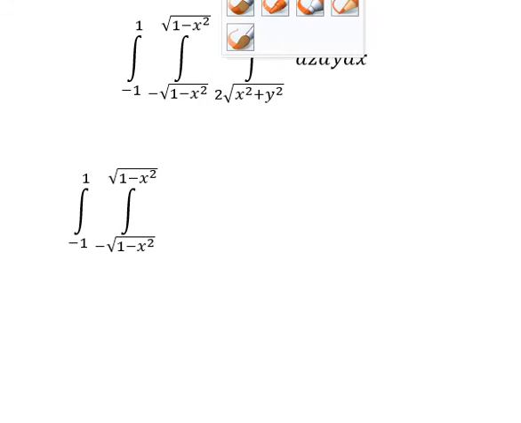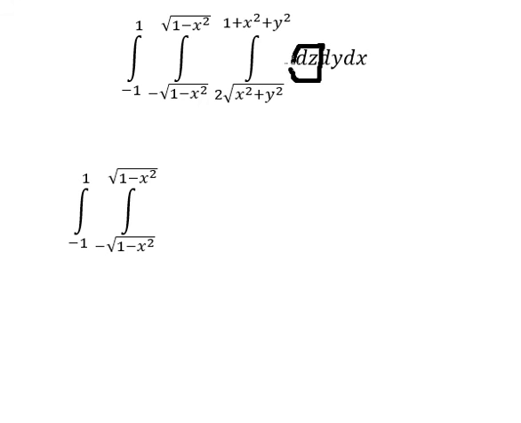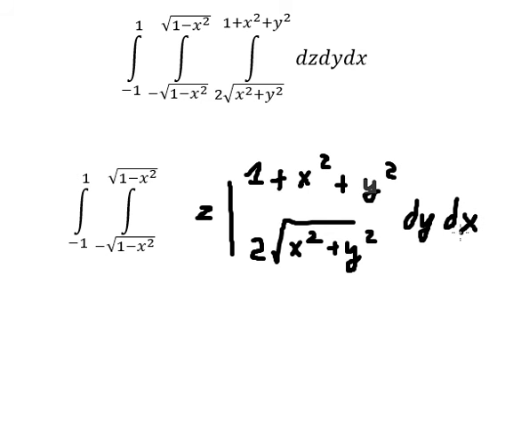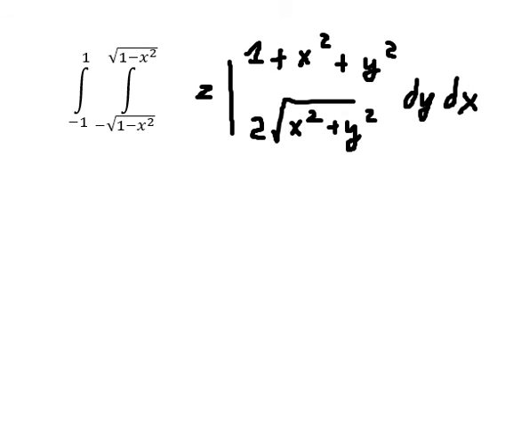So the integration of dz, we have z and we put the bounds from 2 with the square root of x squared plus y squared to 1 plus x squared plus y squared. So this one I will put in here and this one I will put in here, and now we have like this.